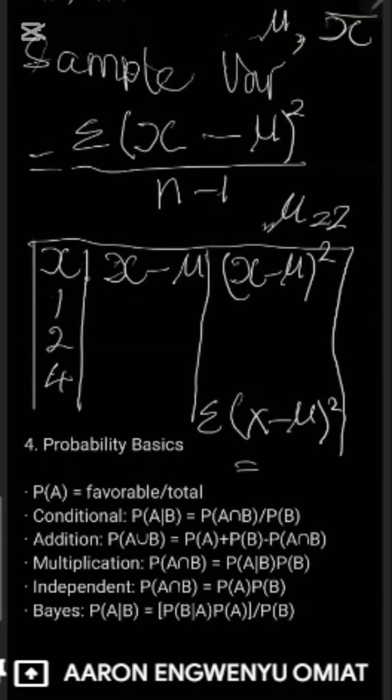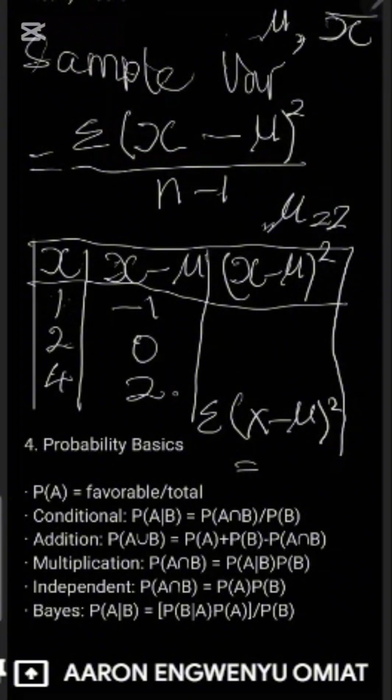So our first step will be to calculate our x minus mean. Our mean is 2, our x values are 1, 2, and 4. So 1 minus 2, what do we get? We get minus 1. 2 minus 2, we get 0. 4 minus 2, we get 2. Then we go to the next step where we square. Minus 1 squared, we get 1. 0 squared, we get 0. 2 squared, we get 4.